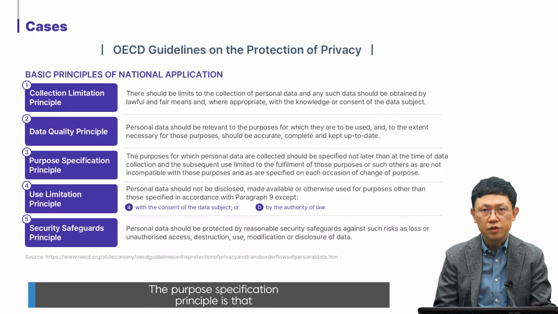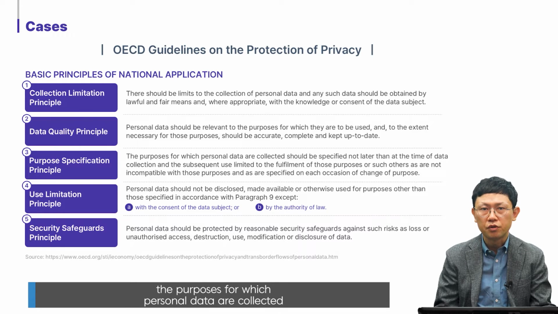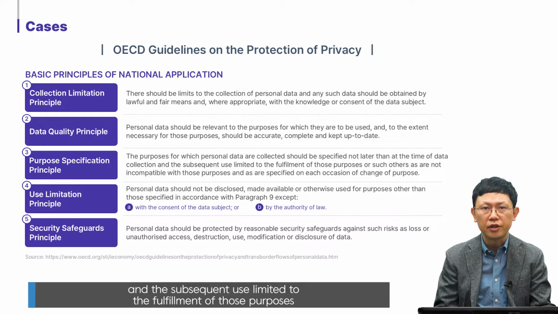The purpose specification principle is that the purposes for which personal data are collected should be specified not later than at the time of data collection, and subsequent use limited to the fulfillment of those purposes or such others as are not incompatible with those purposes and as are specified on each occasion of change of purpose.